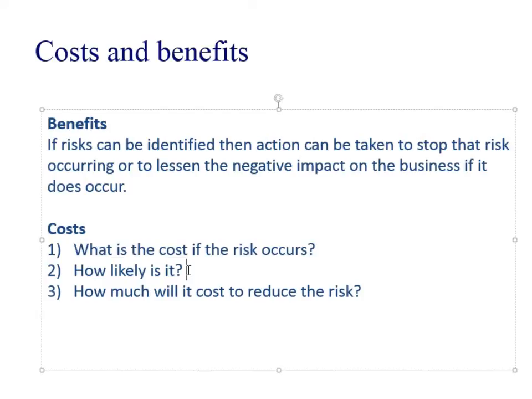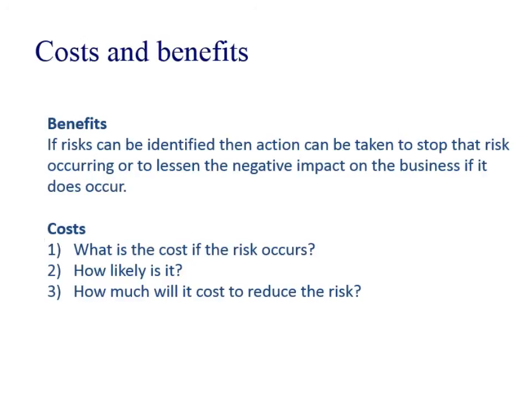But the other thing to consider is how likely is it to occur. So there could be something that's a really serious risk, and if it occurs, it's going to cause £1 billion worth of damage. But the chances of it occurring are so minimal. It's like a 1 in a trillion chance of it occurring. So, in that case, it wouldn't really seem logical to try and reduce that risk.